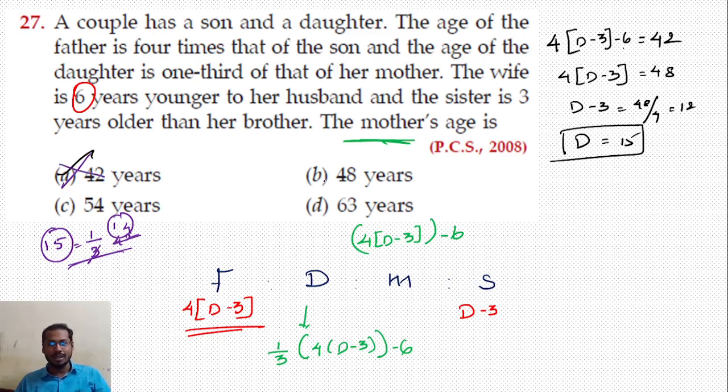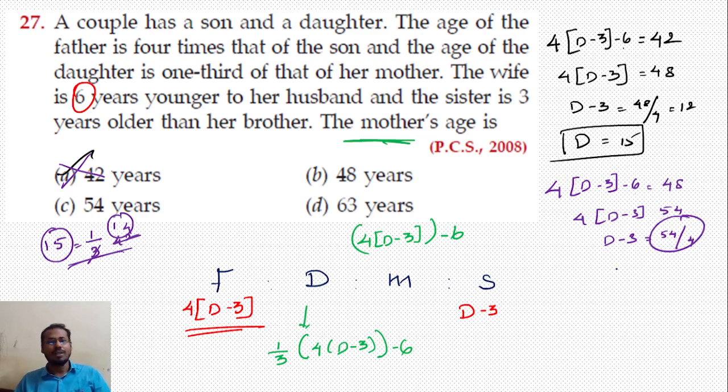Okay, let's move to option B. 48. Look at the same equation. 4 times D minus 3 minus 6 is equal to 48. Right? So, 48 plus 6 is what? 54. 54, that is 4 times D minus 3. Now, D minus 3 is equal to 54 divided by 4. It is not divisible by 4. Right? Here itself, we can find that this is not the right answer.